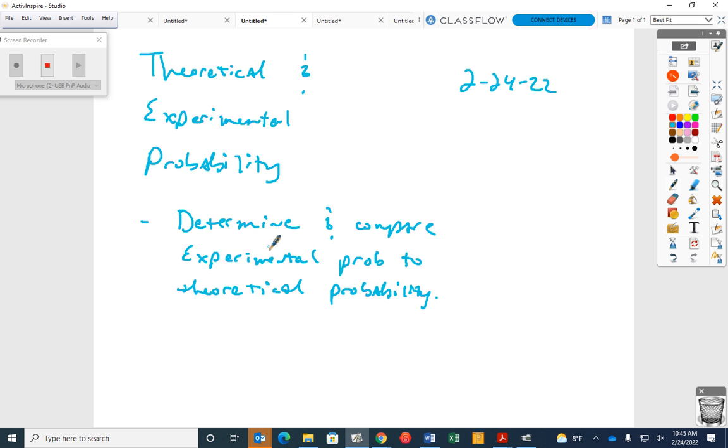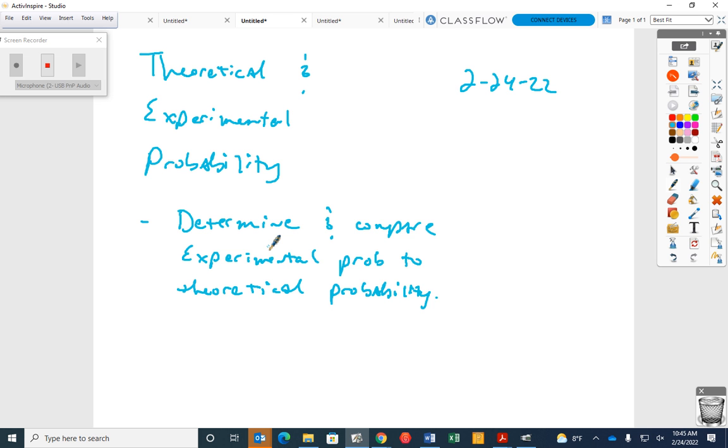Okay, first of all, theoretical probability, write this down for your definition. Theoretical probability is what is supposed to happen. Now, if I flip a coin, no matter what, every time I flip a coin, what is the probability that I'm going to get tails? 50%. 1 out of 2, right? That is what's supposed to happen.